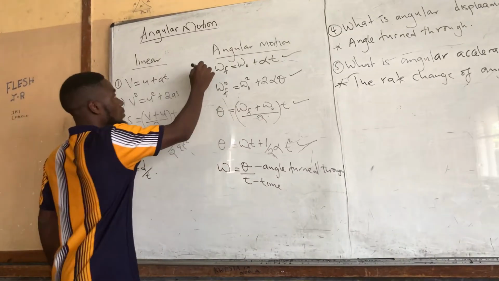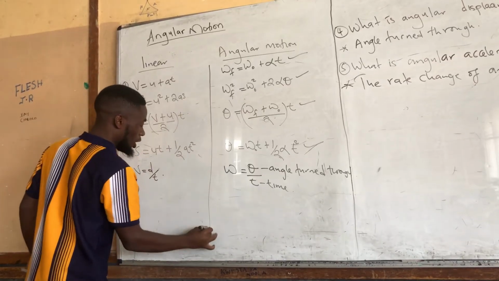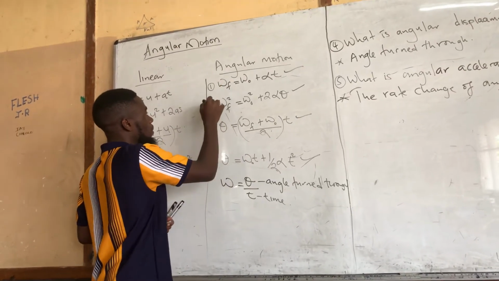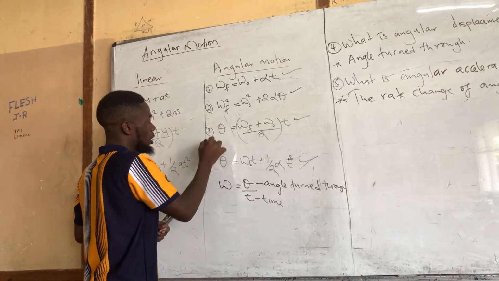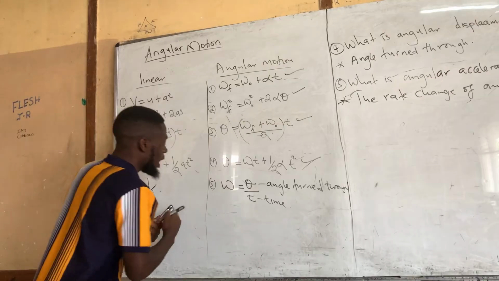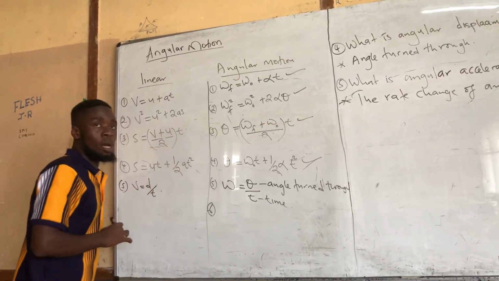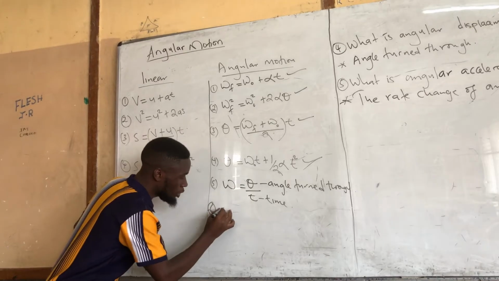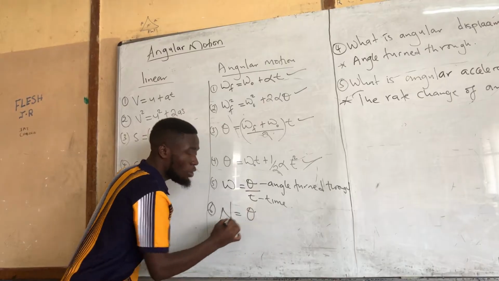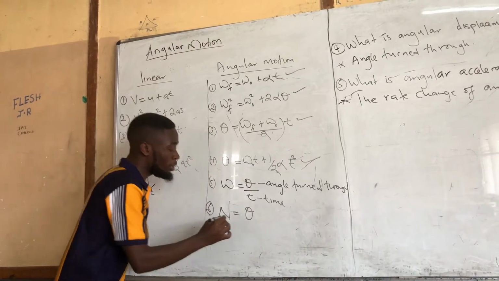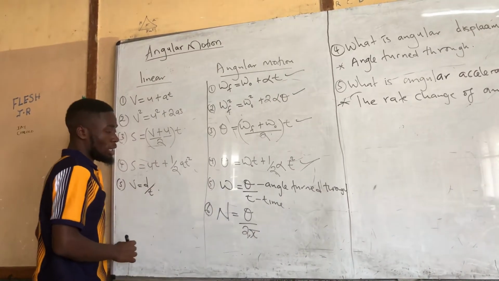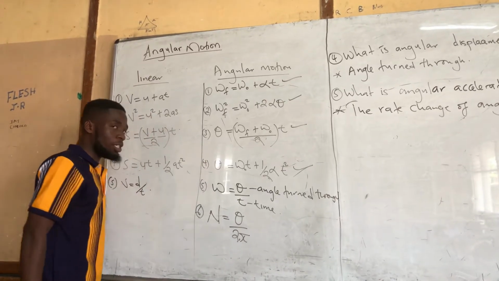So these are the equations for angular motion: number 1, 2, 3, 4, 5. Let's add number 6, the equation for the number of revolutions. How do you calculate the number of revolutions? n, which represents the number of revolutions, equals the angle turned through, or the angular displacement, over 2 pi. So this n represents the number of revolutions.